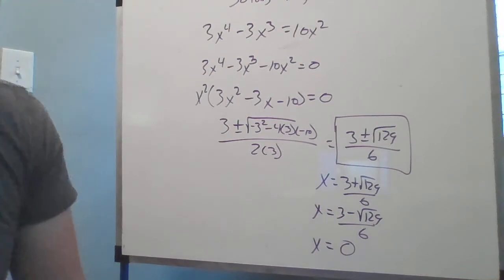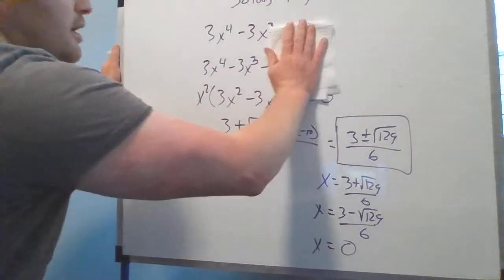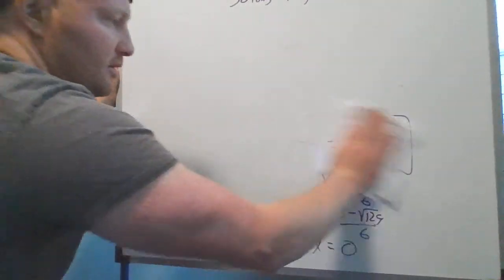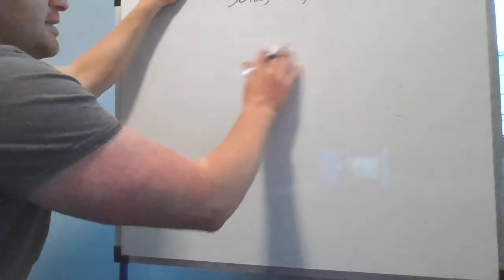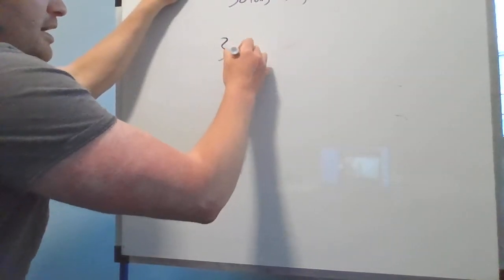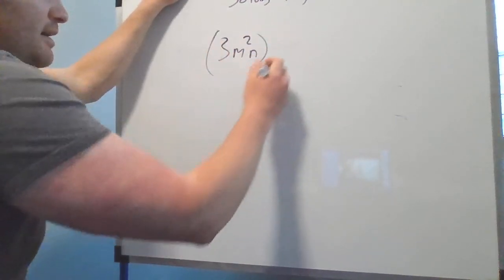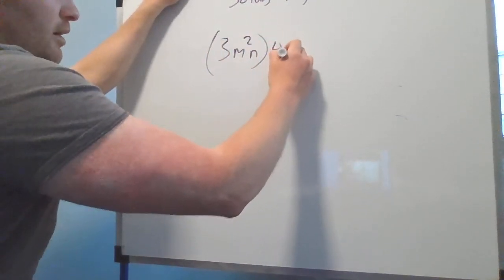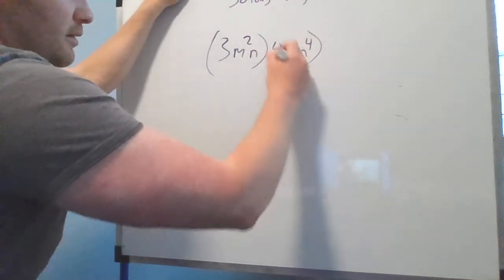Now, you guys are going to see some other stuff in the work for Khan Academy, and just to be a little refresher, when you guys are multiplying stuff with exponents, you add the exponents. For instance, if you got something like this, 3m squared n times 4m n to the fourth.